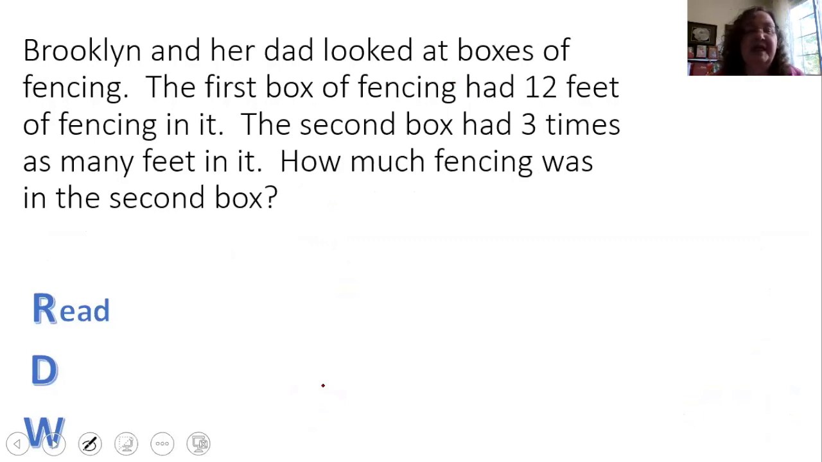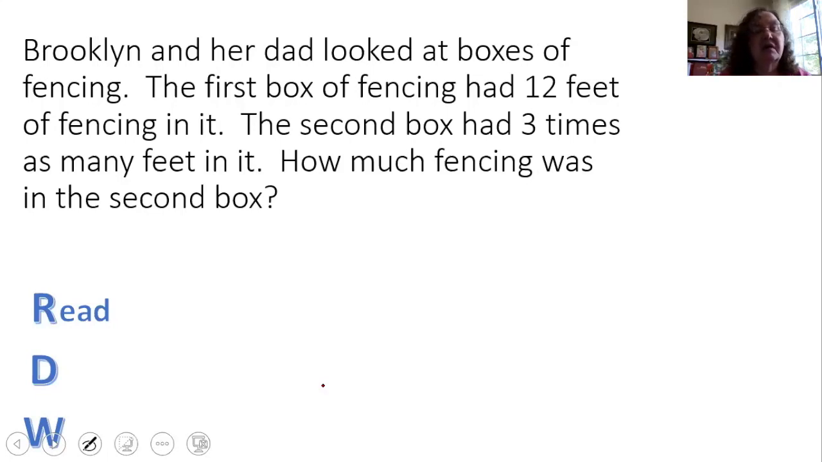Read out loud with me. Brooklyn and her dad looked at boxes of fencing. The first box of fencing had 12 feet of fencing in it. The second box had 3 times as many feet in it. How much fencing was in the second box? Oh my goodness. So I can see mom or dad, or I've seen dad and Brooklyn at maybe Walmart or Lowe's or something like that, and they're looking at these boxes with things in it.